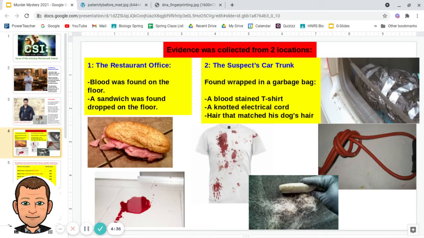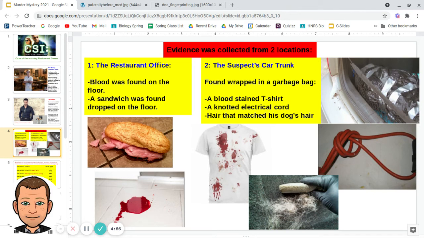Now, the police have located some evidence from two different crime scenes in the area. The first crime scene was the restaurant office. In the restaurant office, they found a sandwich that looked like it had a small bite taken out of it, but it was dropped on the floor. And then they also found a blood splatter on the floor of the office.